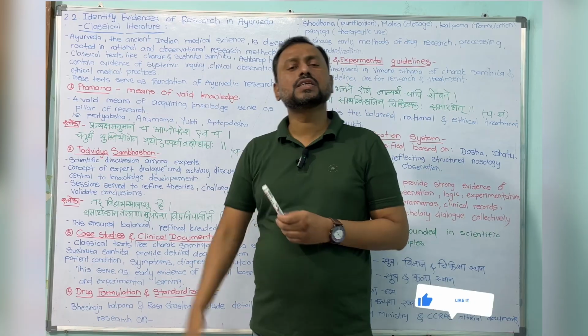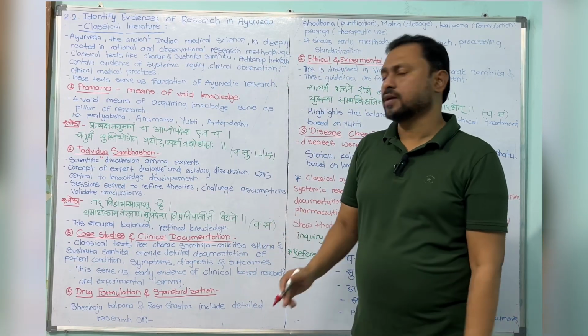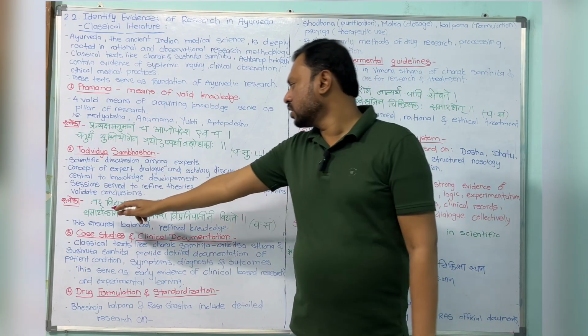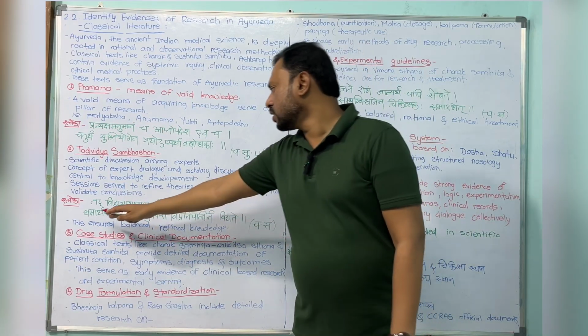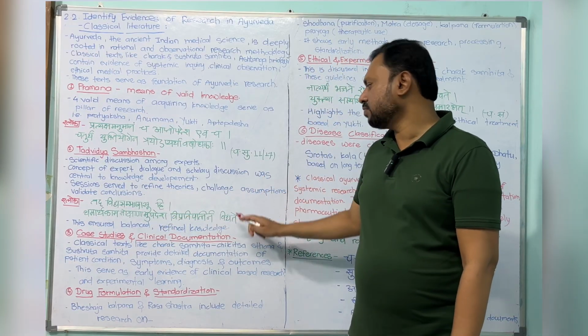The reference available for Tadvidya Sambhasha is in Charaka Samhita. A very good shloka is there about Tadvidya Sambhasha: Tadvidya Sambhasha hi dharma artha kama moksham upadesha vipratipatti na vidyate.